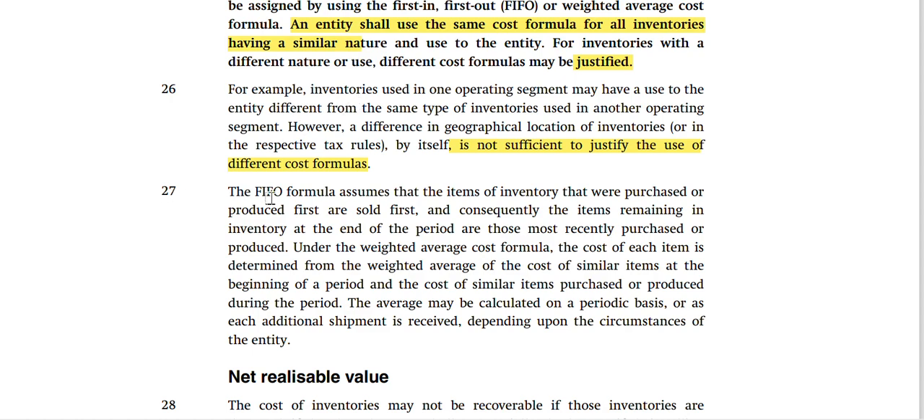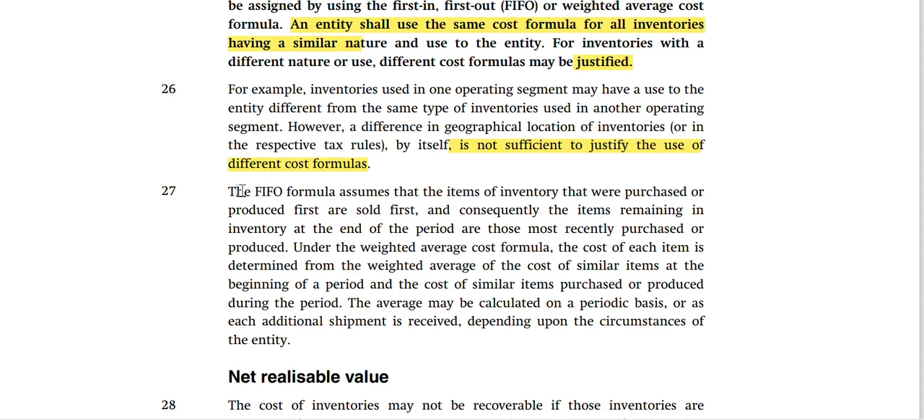And then we look at 27. The FIFO formula assumes that the items of inventory that were purchased or produced first are sold first, and consequently the items remaining in the inventory at the end of the period are those most recently purchased or produced. Under the weighted average cost formula, the cost of each item is determined from the weighted average of the cost of similar items at the beginning of the period and the cost of similar items purchased or produced during the period. The average may be calculated on a periodic basis, or as each additional shipment is received, depending upon the circumstances of the entity.